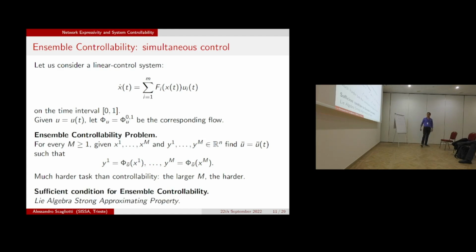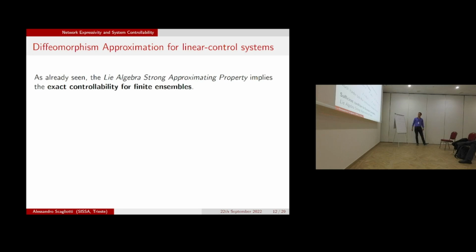Okay, what is the sufficient condition for ensemble controllability? This time it is exactly the Lie algebra approximating property. That is our technical assumption. Okay, so in order to wrap up, this technical condition implies exact controllability for finite ensembles. So given an initial set of points and a target set of points, we can map each element of the first set onto the corresponding element of the target set.